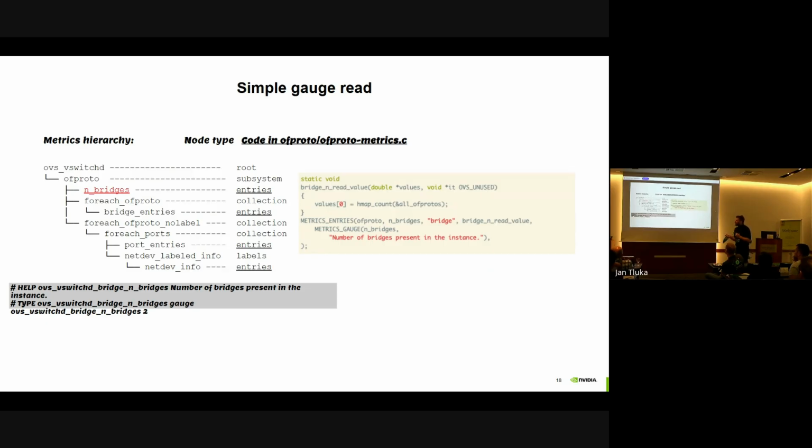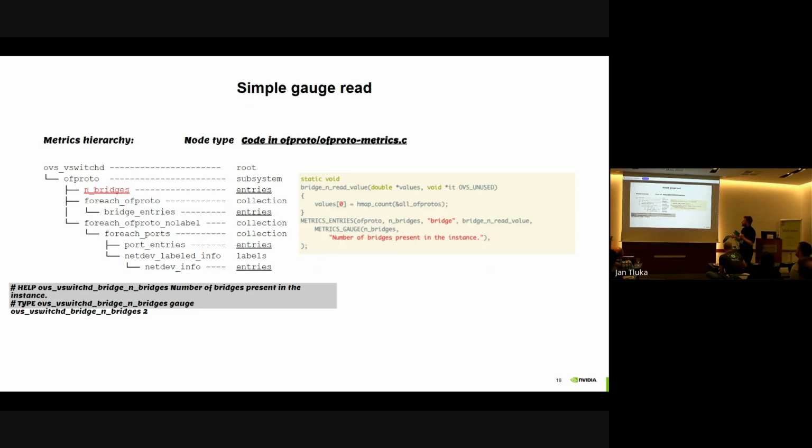First, the array of entries. It's a very simple read. That's why I wanted to start with it. You describe here an array of entries, and here it's a variadic list of, here it's a gauge, but you can have gauges or counters.